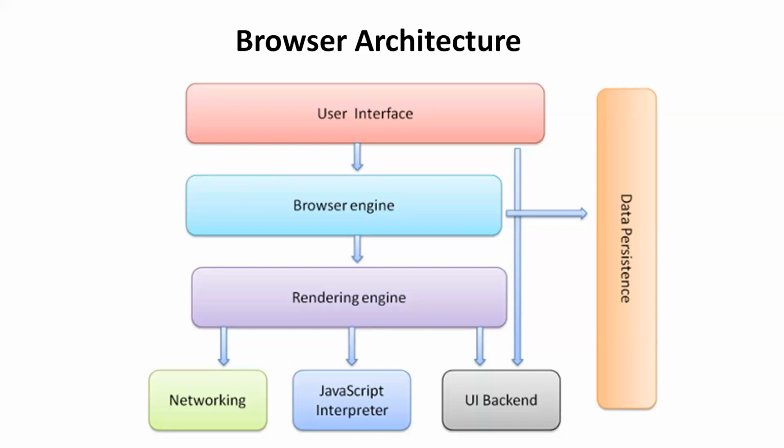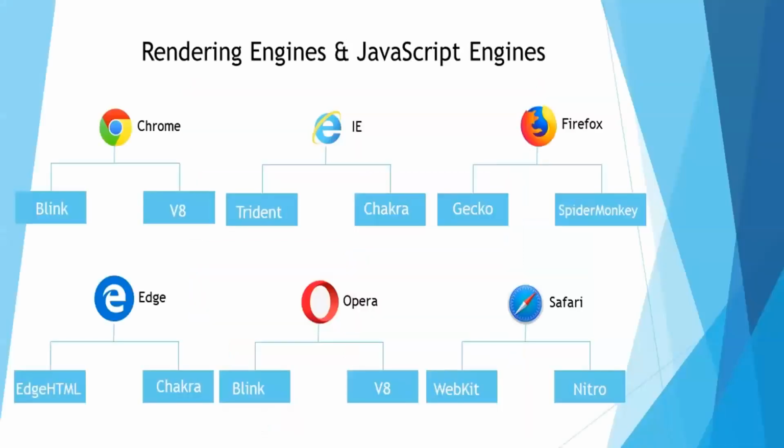Every browser has an engine. I hope you know the names of different browser engines. Chrome uses an engine called V8. V8 is the engine of Chrome. Firefox uses an engine called Gecko and SpiderMonkey. Those are the engine names. And Safari uses an engine called WebKit. Edge uses an engine called Chakra. These are different browser engines. So every browser has different engines.